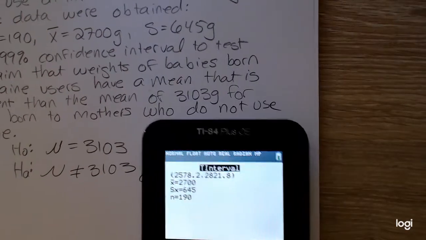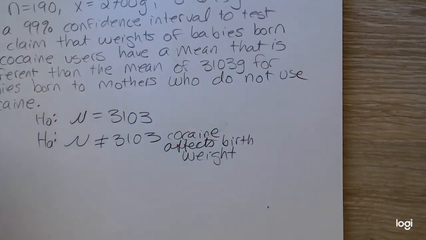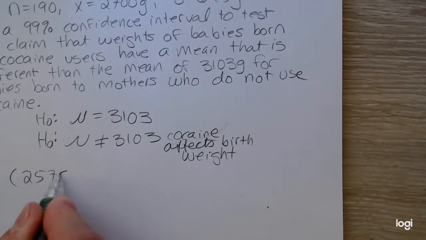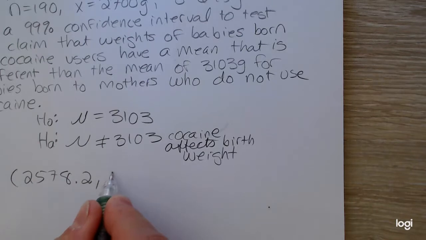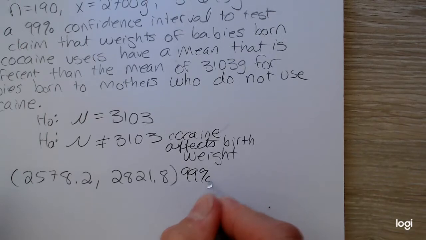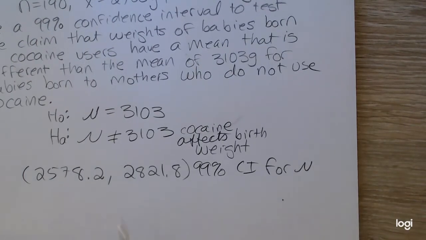Alright, so the corresponding 99% confidence interval for the population mean goes from 2,578.2 up to 2,821.8. Okay, so that's a 99% confidence interval for mu. The confidence interval represents the mean birth weight for babies born from mothers who use cocaine.